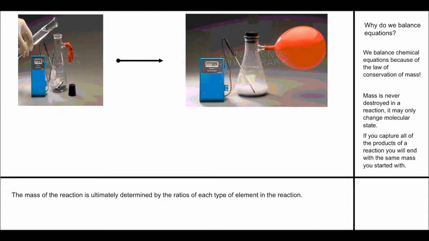They may change form. They may go from a solid form to a liquid form to a gas form. They may change states. However, they do not disappear. They're not destroyed. So when we write out a chemical equation, we have to keep that in mind. We have to think that the ratios of all of those elements are actually going to determine the mass of the entire reaction. And it's really important that we do that when we write out a reaction.